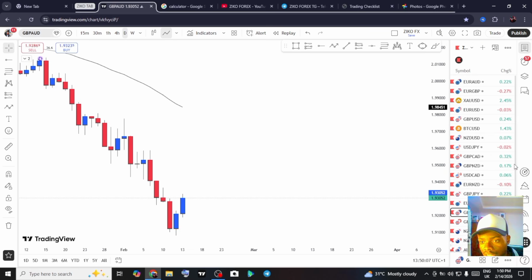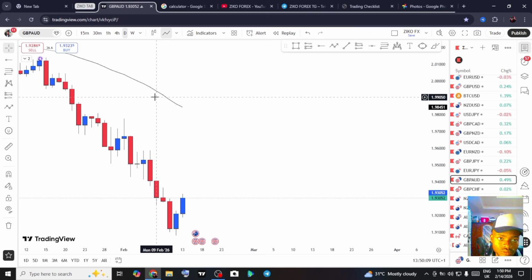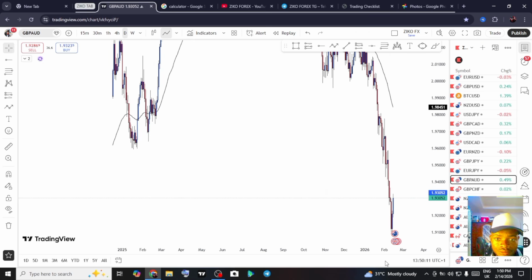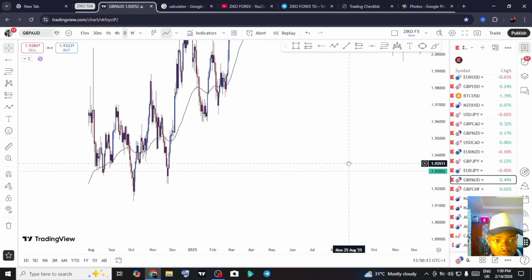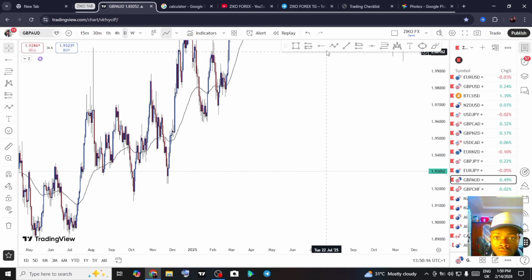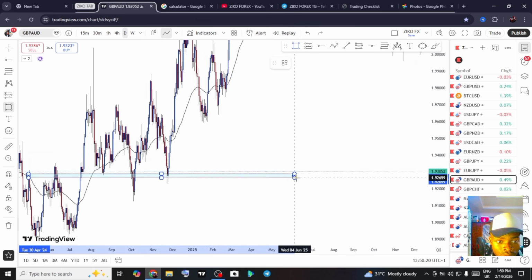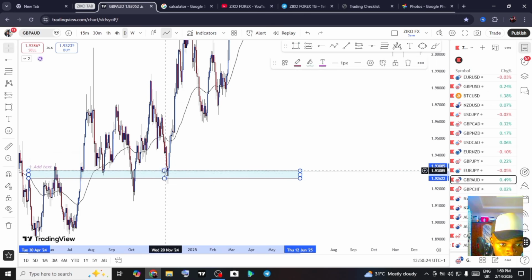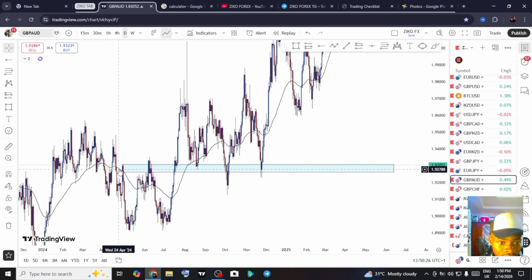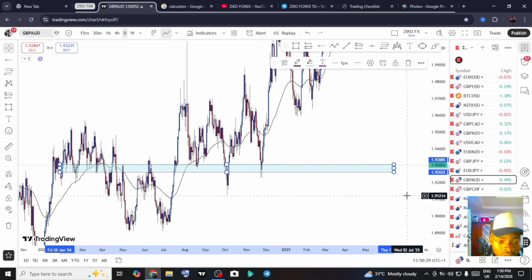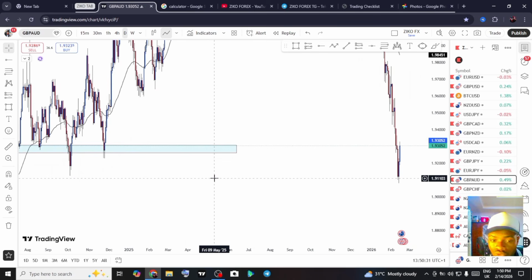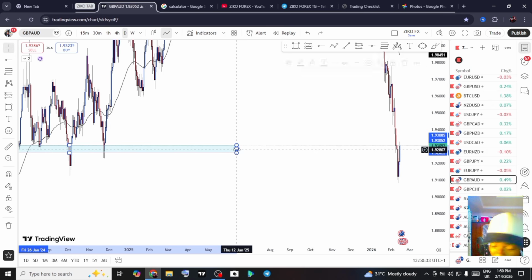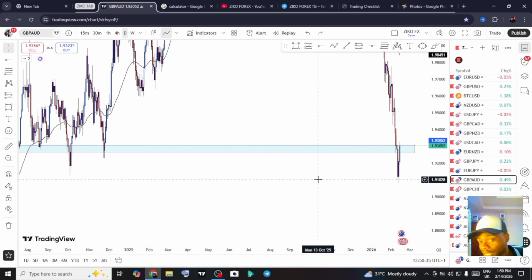GBP AUD, let's see what we have there. Daily time frame. I can just quickly see an area of interest. So just stick with me here. I'm going to explain what I'm seeing right now. First of all, this area of interest is way too far. I don't usually use an area of interest that is way too far, but that is the only area of interest you can get right now. So let's just use it for now.